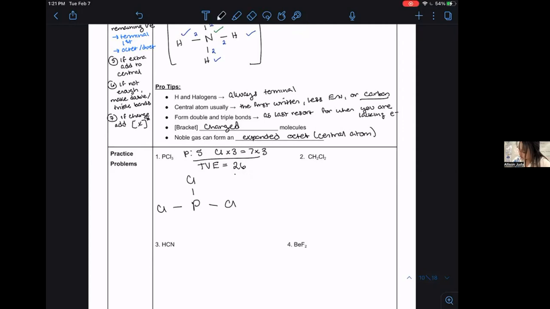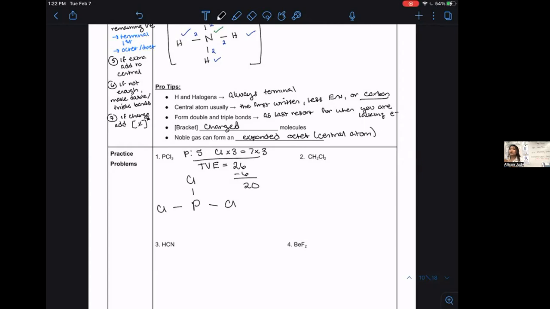Now I start with my terminal atoms, and I get everybody to fill an octet. And I actually do this one at a time, kind of like in a potluck line. You go one at a time filling up your plate. You don't go around and serve, here's your salad, here's your beans, here's your corn. You expect them to fill their plate one at a time.